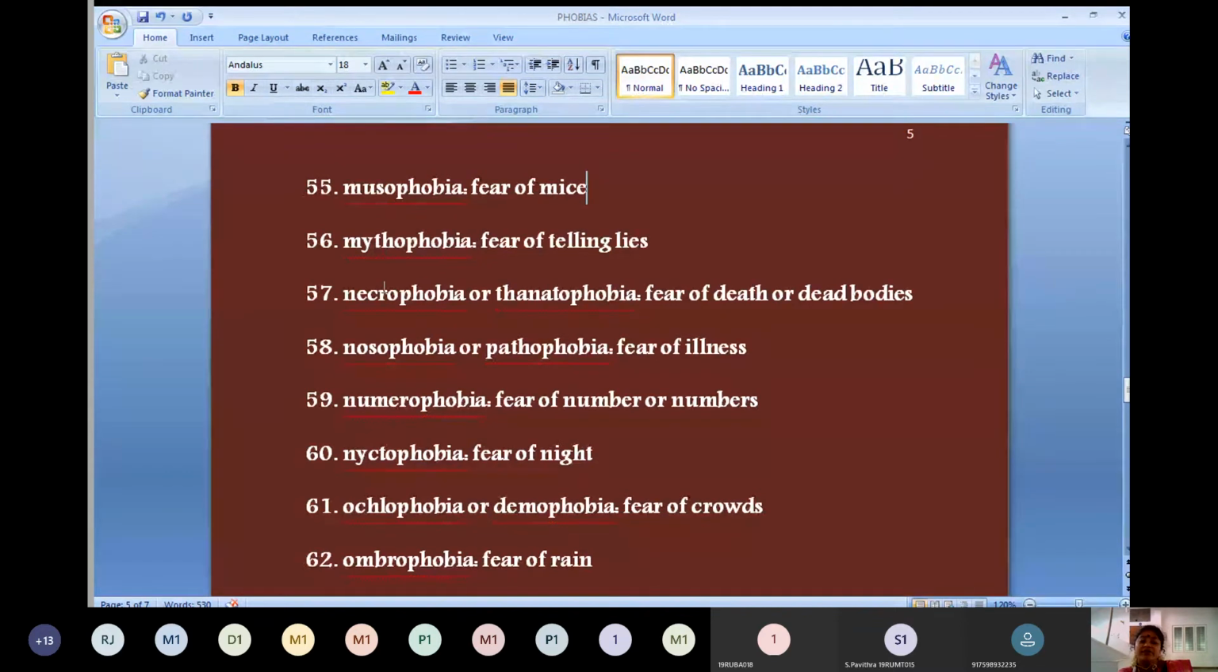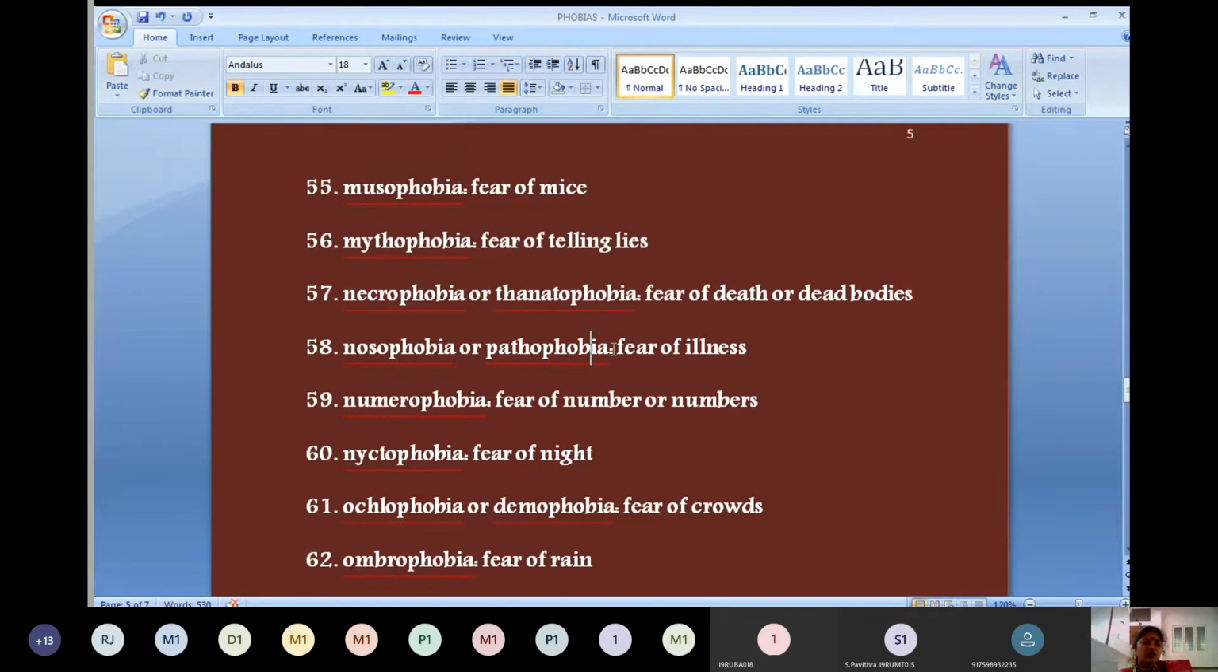Necrophobia or Cancerophobia. Fear of death or dead bodies பார்த்தா ஒரு பயம். Okay, சாகிறது அப்படின்னு நினைச்சாலே ஒரு பயம். So necrophobia means fear of death or dead bodies. Cancerophobia, it is also known as that. Nosophobia means fear of illness. See, the term pathology means study of illness or study of diseases. So pathophobia means fear of illness.